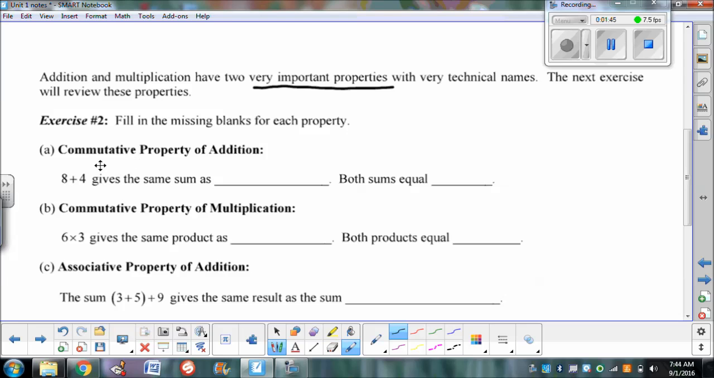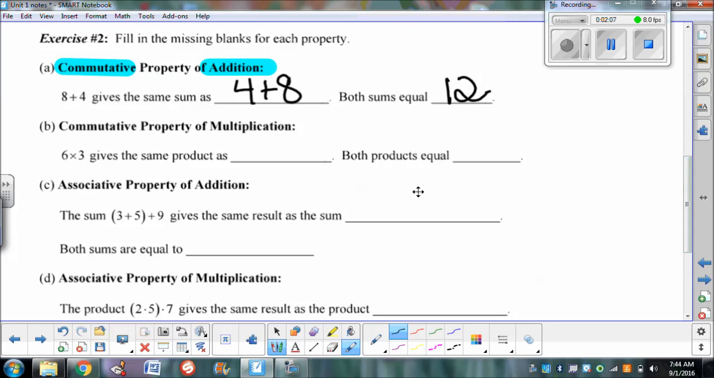So we've got to fill in the blanks, and the first one deals with the commutative property of addition. Okay, commutative property of addition. So 8 plus 4 gives the same sum as 4 plus 8. Okay? You know that the order doesn't matter in addition. That's the commutative property. So then we have that same property, the commutative property, for multiplication, because order also does not matter in multiplication.